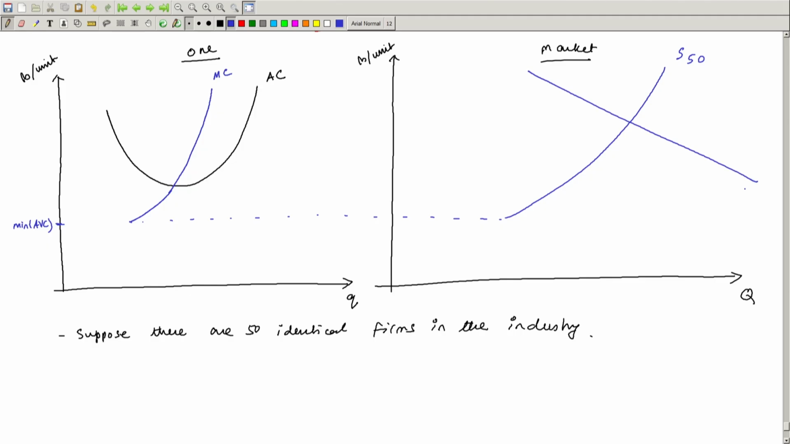Let us say this is my demand curve. Now, the demand curve and the supply curve are going to tell me what the equilibrium price is. So, that equilibrium price is, let us say, P1. So, the market says that the equilibrium price is P1. That price P1 is greater than the minimum AVC.